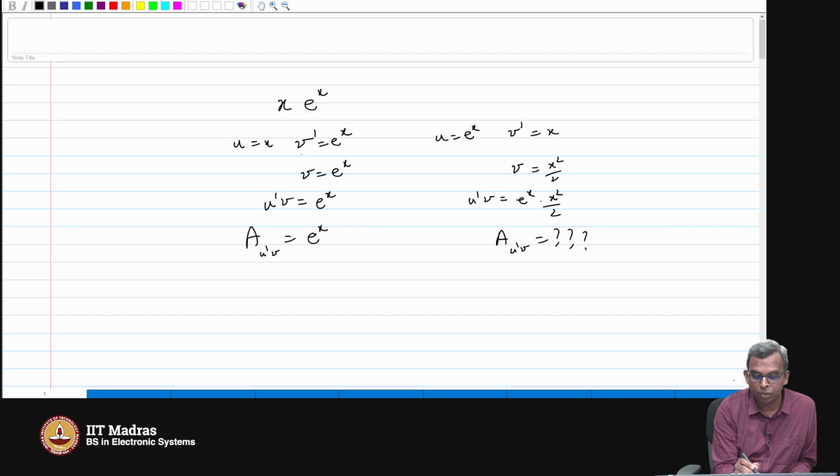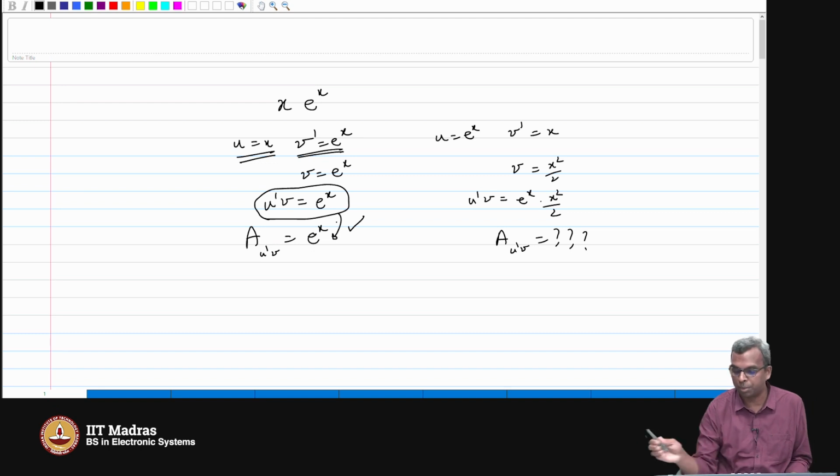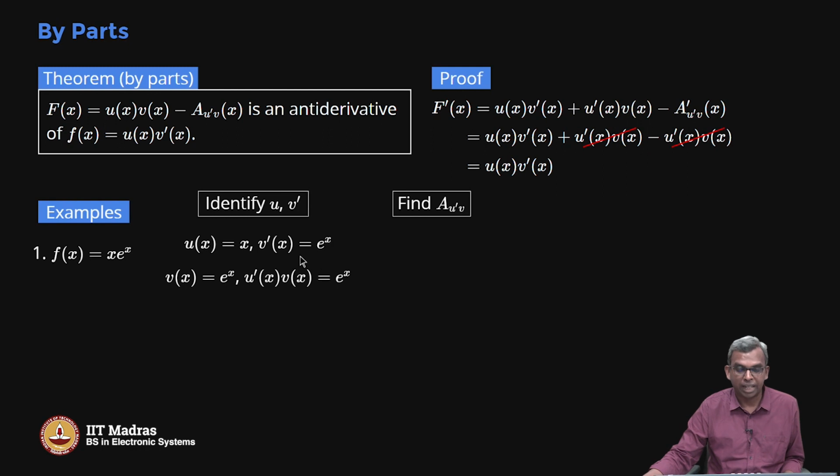So you have to pick v prime to be e power x and u to be x, so that you get u prime v to be something for which the antiderivative exists, or you can easily find, okay. So this is the principle, and this is very important, and that worked out very nicely here, okay. Once you do that, I know u prime v. How do you find the antiderivative of u prime v? That is just e power x itself, right. E power x antiderivative is itself, you are done.